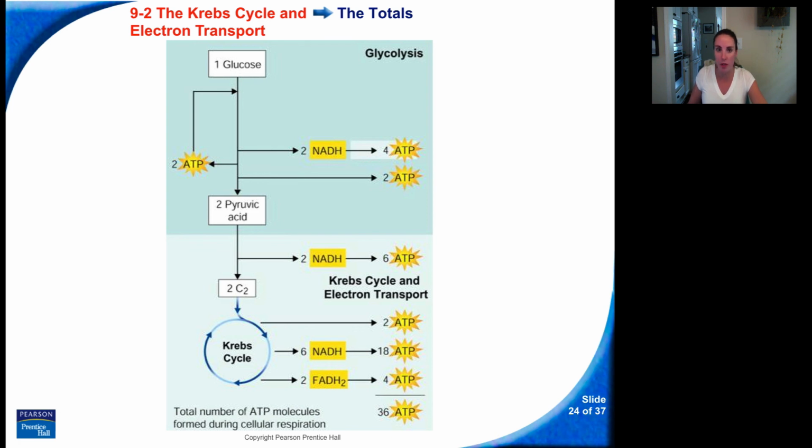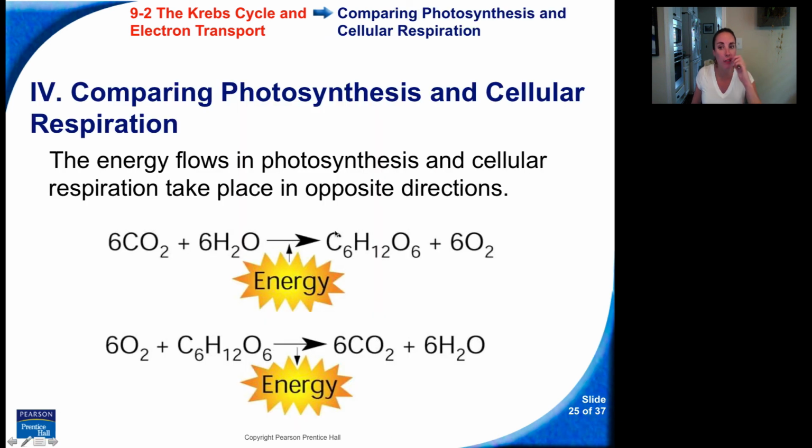This is the totals. So comparing photosynthesis and cellular respiration, the energy flows in photosynthesis and cellular respiration take place in opposite directions. If you've noticed, these equations are the exact opposite, okay? If we take a look at photosynthesis, carbon dioxide plus water makes glucose and oxygen. You flip that around, oxygen plus glucose makes carbon dioxide and water. This is cellular respiration. So it's literally the opposite.